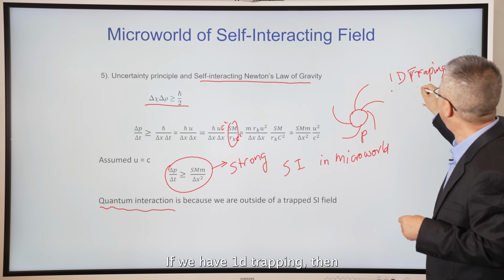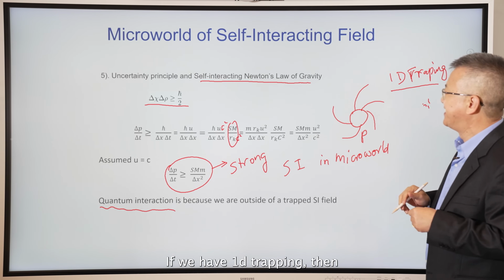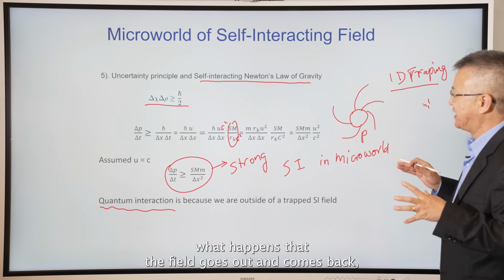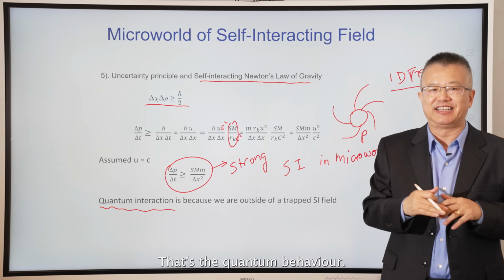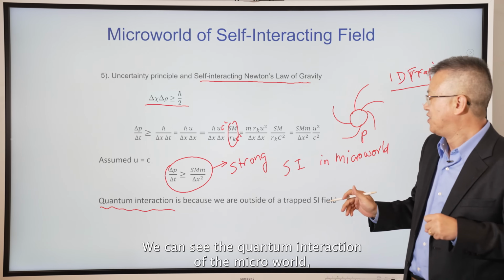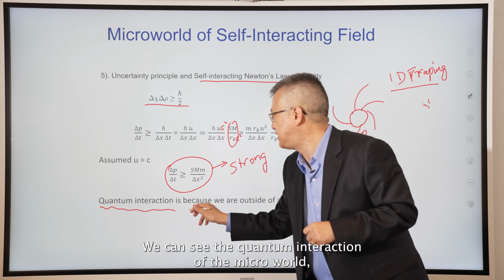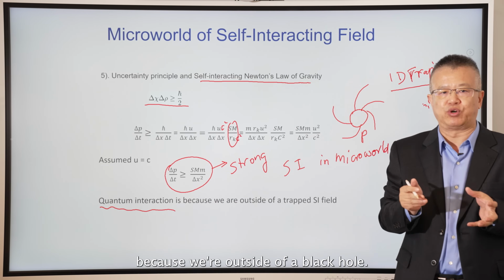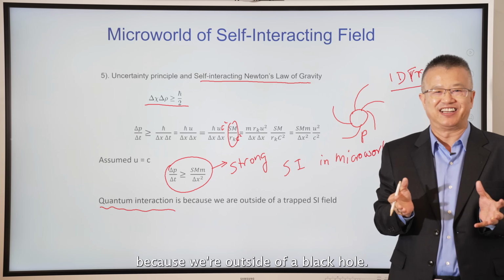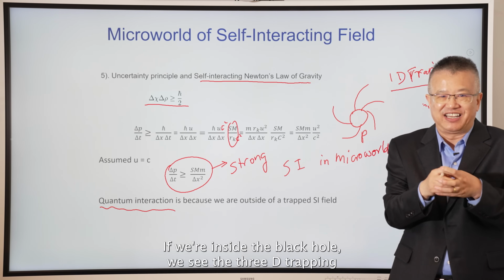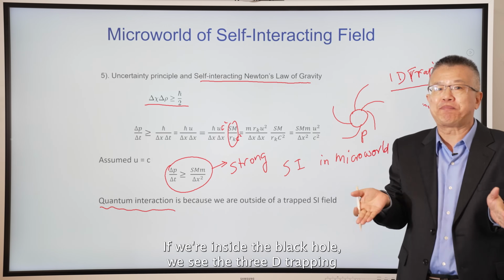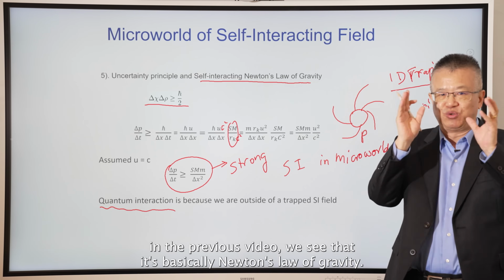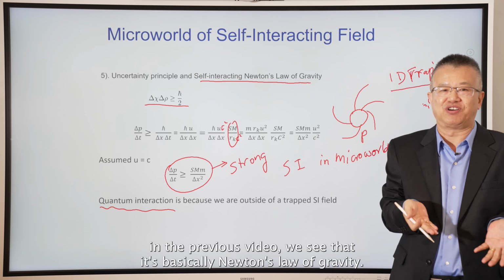Okay. If we have 1D trapping, then what's happening is that the field goes out and comes back, goes out and comes back. That's the quantum behavior. We can see the quantum interaction of the microworld because we're outside of a black hole. If we're inside a black hole, we see the 3D trapping from the previous video.